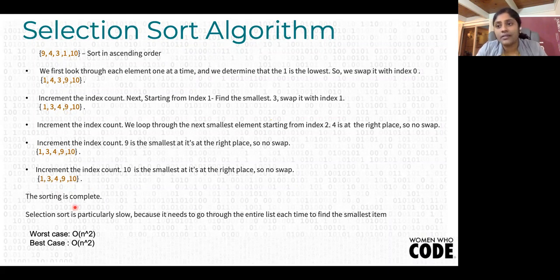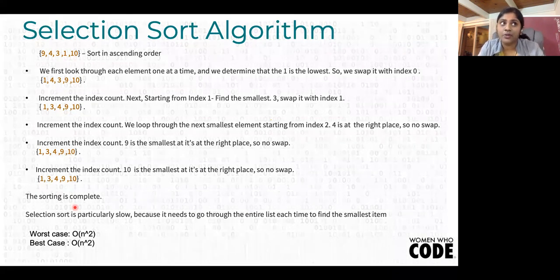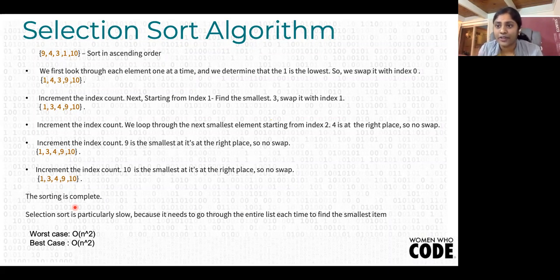So here the complexity, in the best case or in the worst case, is going to be O of n square, because you end up finding the smallest element for every element in the list. So basically you're going over the array for every item, which leaves us with a complexity of O of n squared.